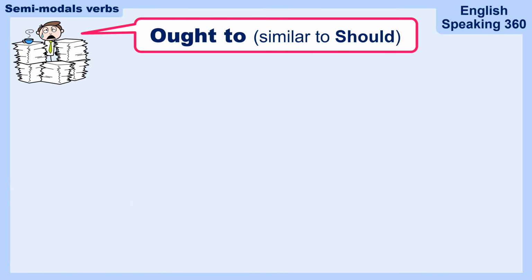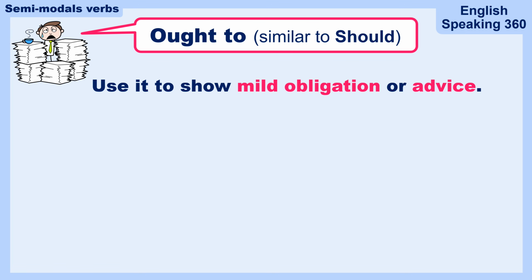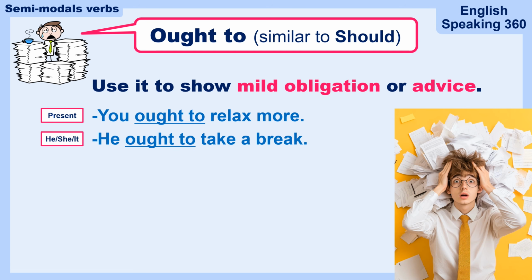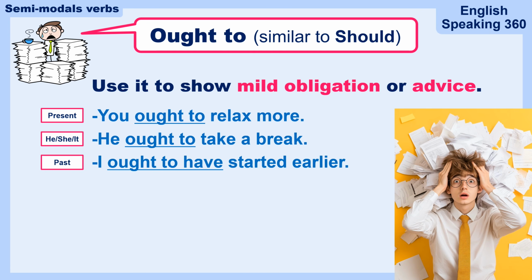Ought to. Now this one is a little bit more challenging because we don't use it very often. Ought to is similar to should, and you can use it to show mild obligation or advice as well. You ought to relax more. You ought to relax more is very similar to you should relax more at the present tense. For the third person, he ought to take a break. At the past, I ought to have started earlier.